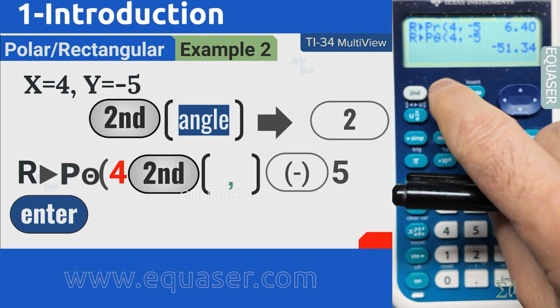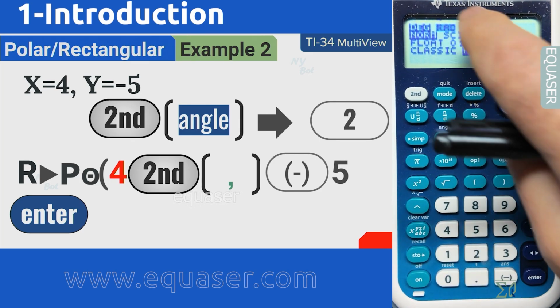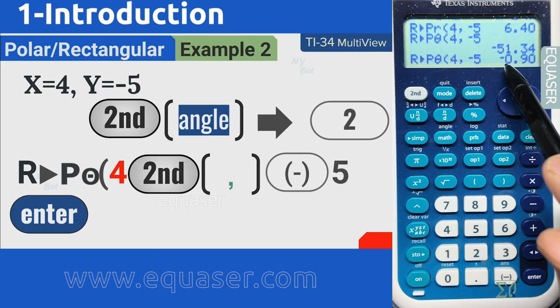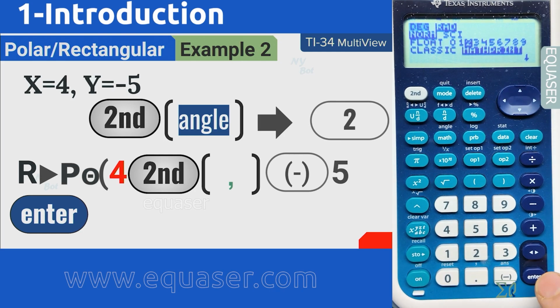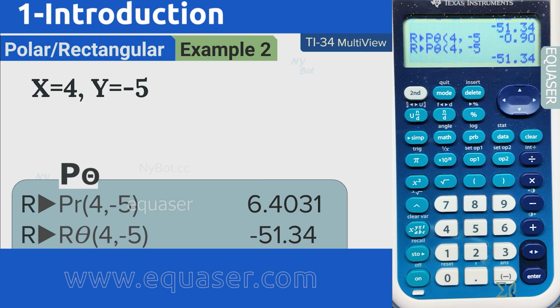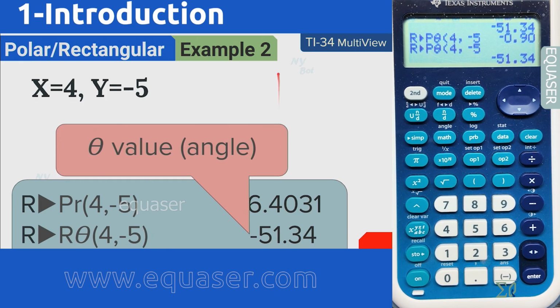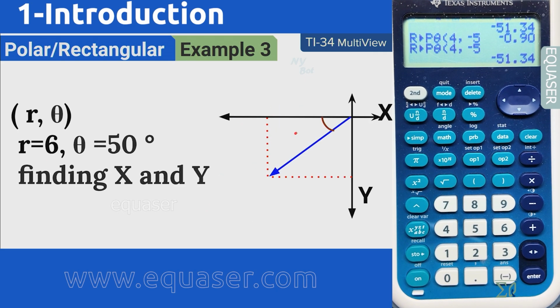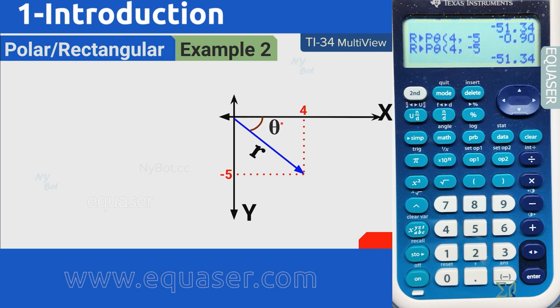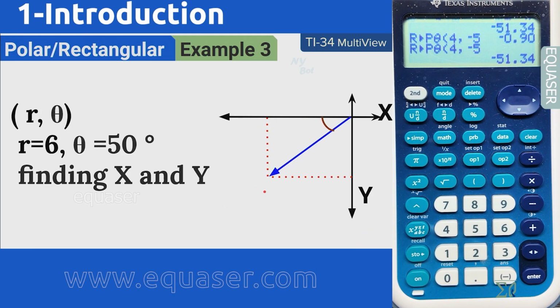If you want to change it, press mode, go to the right and press enter. Now if I press enter, the answer is -0.9 radian. Let's change it back to degree, enter, clear, and enter again. So this is now the correct value, and we got theta, or the angle. Because the value for r was good, theta must be negative because the point is below the x-axis, which is correct.